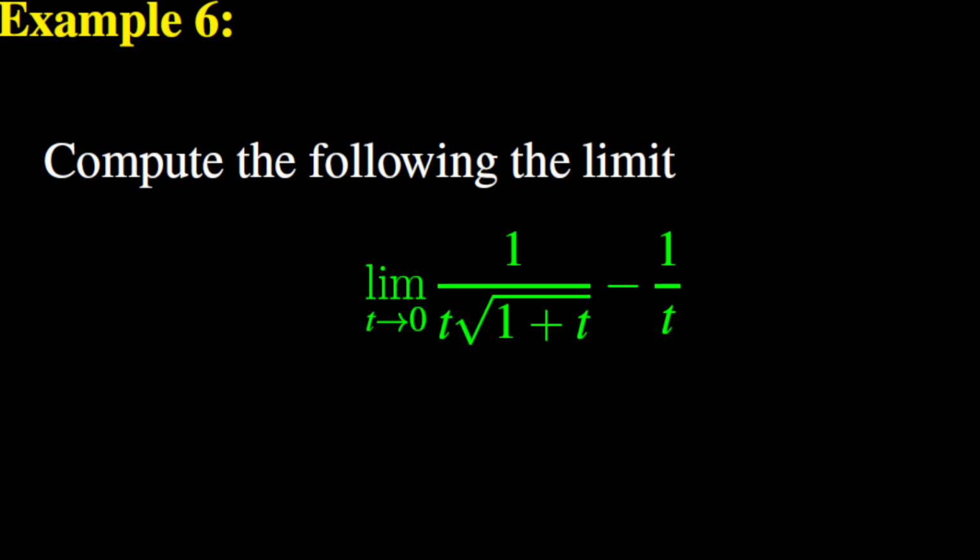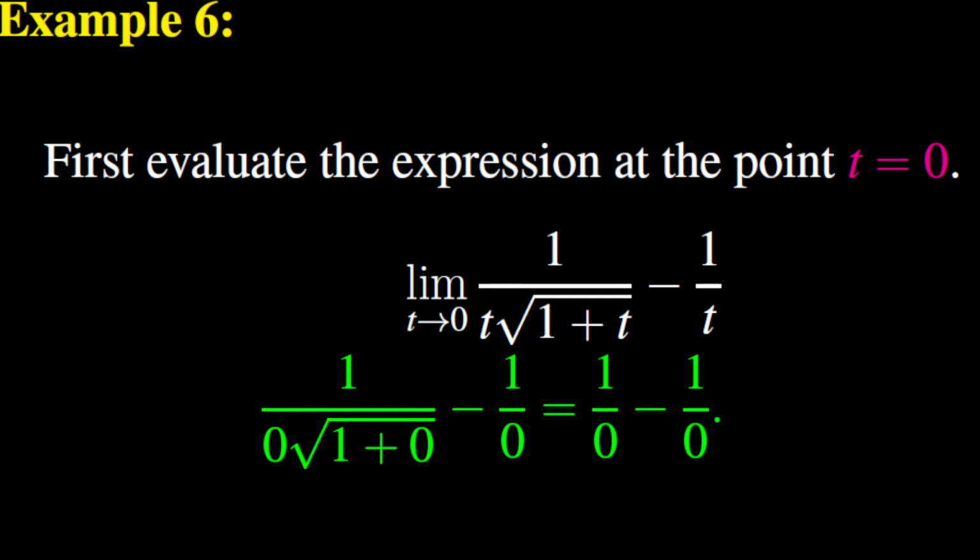In this last example, we want to calculate the limit as t goes to 0 of the fraction 1 over t times square root of 1 plus t, minus the fraction 1 over t. We start by evaluating the function at the point t equal to 0. So we replace t with 0 in the expression and obtain 1 over 0 times the square root of 1 plus 0, minus 1 over 0. This is equal to 1 over 0 minus 1 over 0. This result requires further analysis.